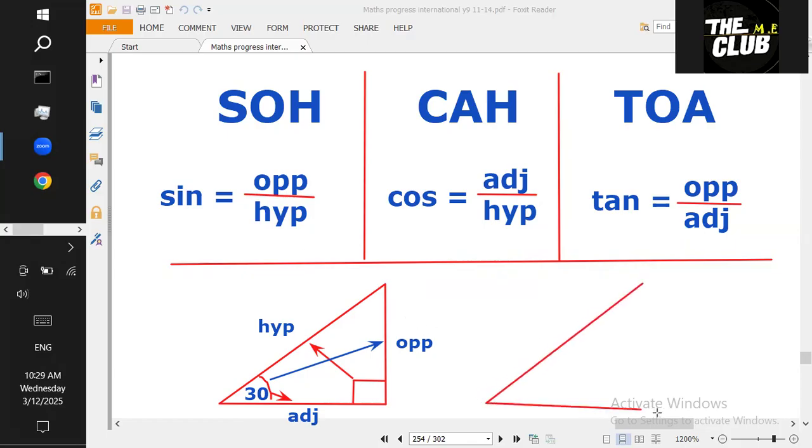Let's say we have a triangle like this, and the angle here is 50, for example. This is one of the questions, maybe. Just an example to explain how to use the trigonometric ratios. Now, this is 50. Let's say this one is 7. And this one is x. So the question will tell you, find the value of x.